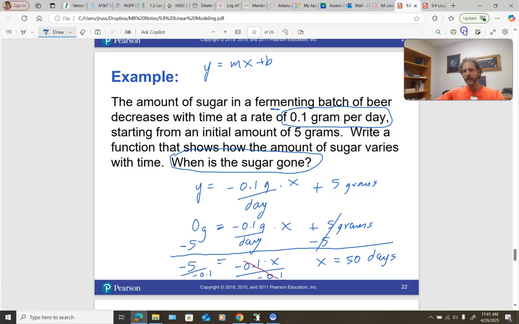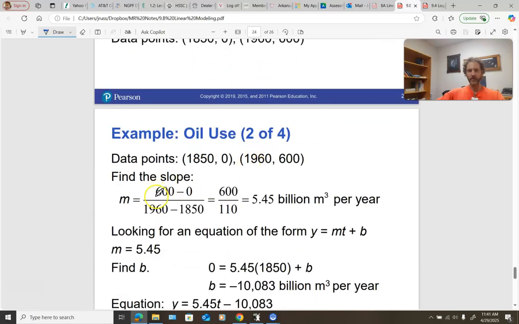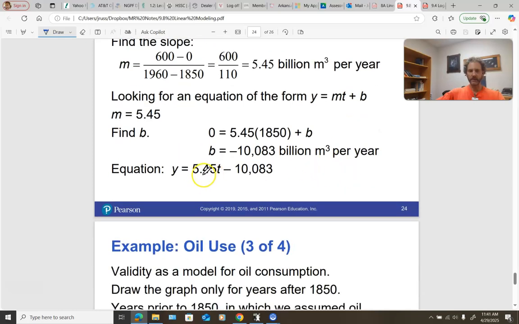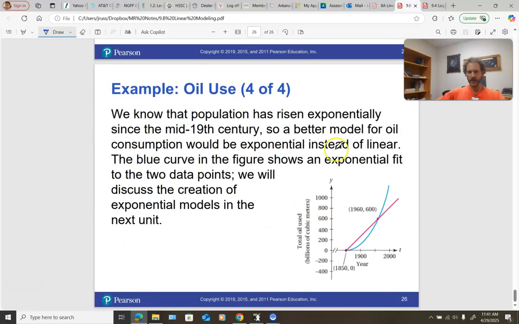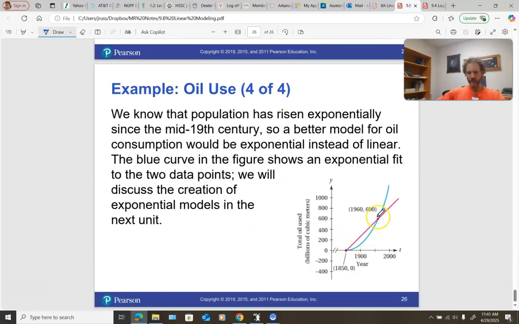But anyway, and then the last one here, guys, you can read through that if you want. This would be an example of coming up with a model when you're given two data points. Okay, coming up with a rate of change, and then figuring out what your constant is, and coming up with a linear model right here. And you'll see if you read through this example that the linear model is right here in red, but the actual, I think this is consumption of oil, was more like this. It was more exponential, okay?